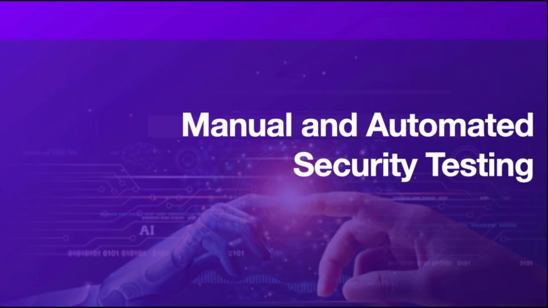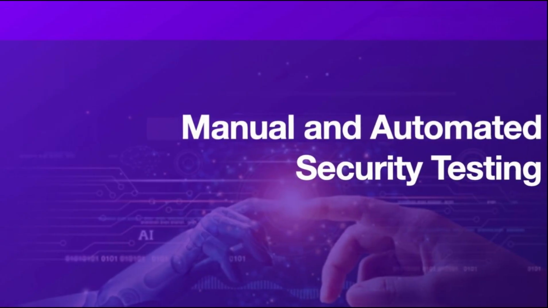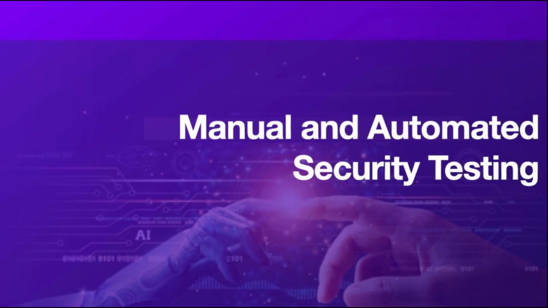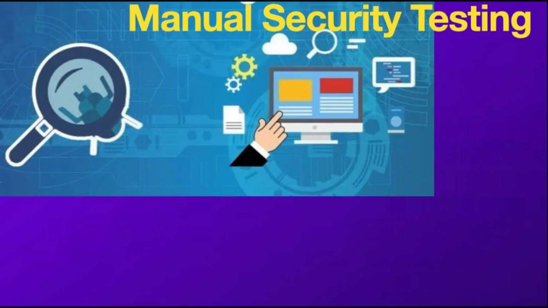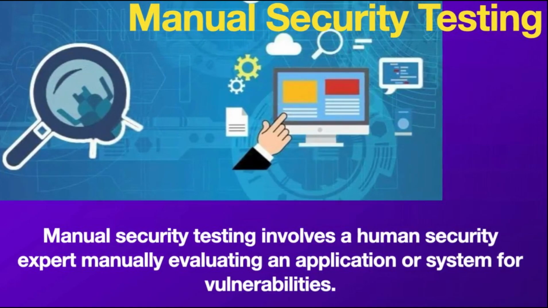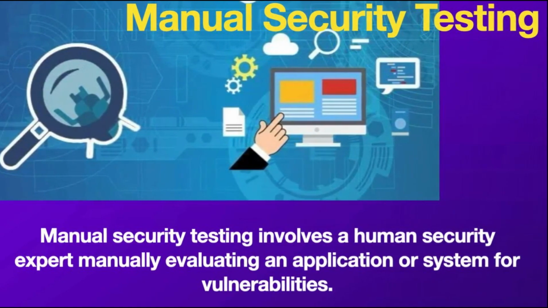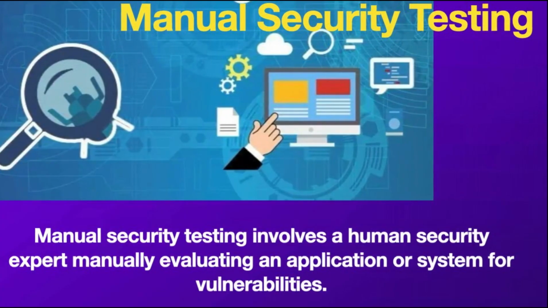Security testing falls into two main categories, manual and automated. Each has its own advantages, and often, they are used in conjunction to maximize the effectiveness of security efforts. Manual security testing. Manual security testing involves a human security expert manually evaluating an application or system for vulnerabilities. While it is slower and more labor-intensive than automated testing, it provides a nuanced evaluation of security risks.